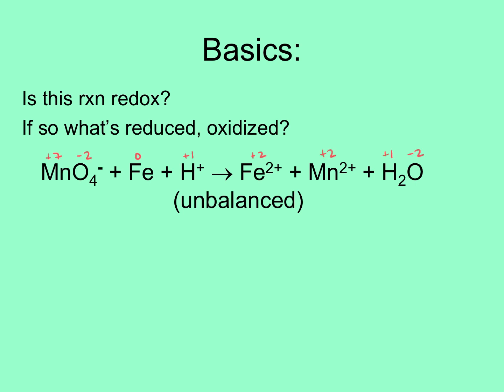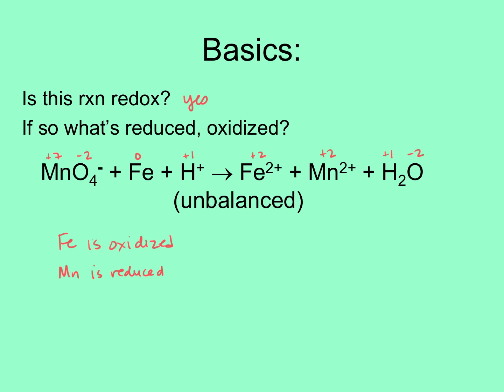So as you can see, there is a change in oxidation numbers. So to answer that first question, it is yes. And what is being oxidized? Fe is oxidized because it goes from an oxidation number of 0 to positive 2, and Mn is reduced because it goes from positive 7 to positive 2.